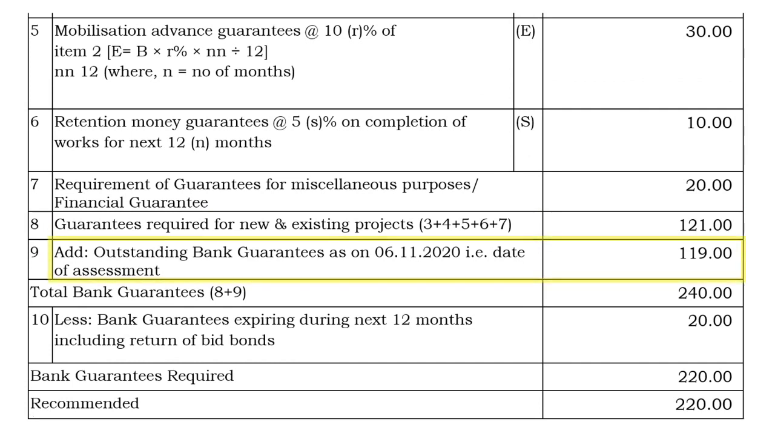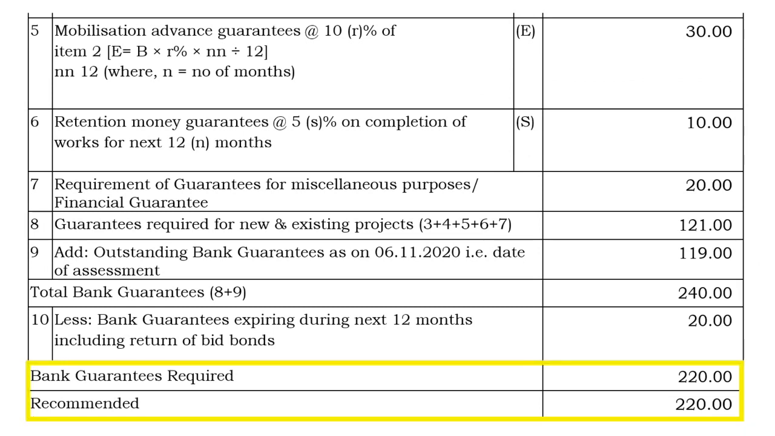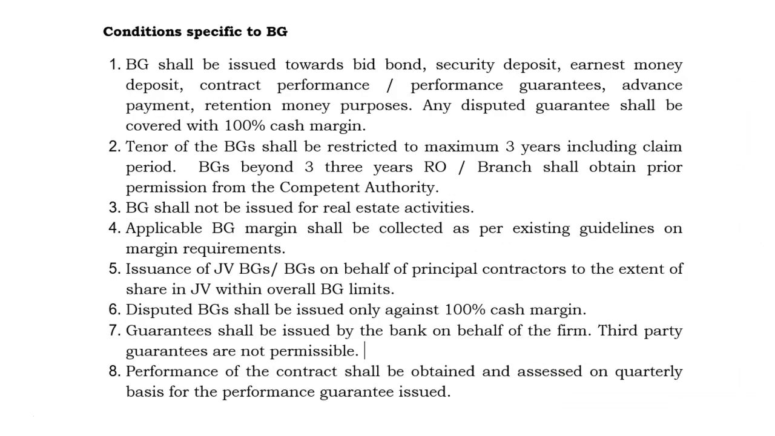As I have already told, we have to add the outstanding BGs as on the date of assessment, then subtract BGs expiring during next 12 months as well. After all this battle, finally we get the BG limit that we can safely recommend for this company for next 1 year. In my opinion, certain terms and conditions specific to bank guarantees should be an integral part of your sanction letter. This will ensure that the facility is not misused on a later date.